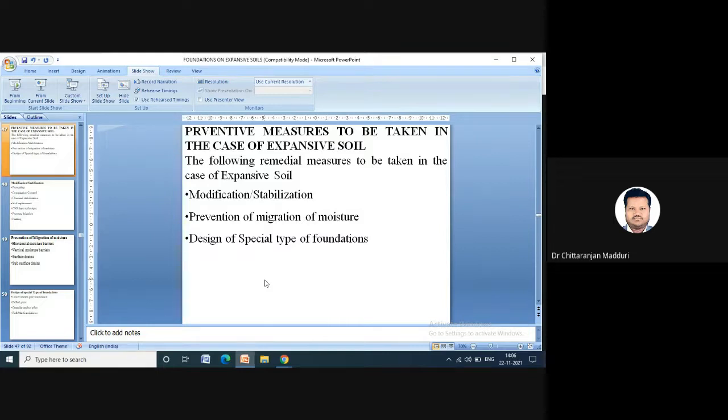Today I am going to explain the preventive measures to be taken in the case of expansive soil. If it is found that it is expansive soil, the following remedial measures are to be taken. The first one is modification or stabilization.